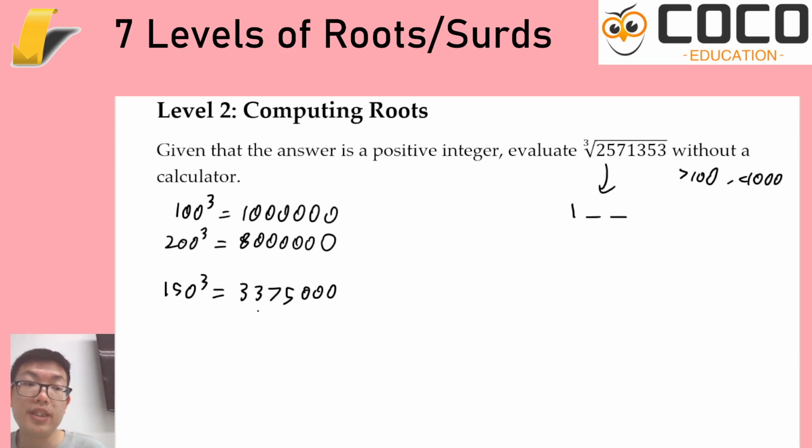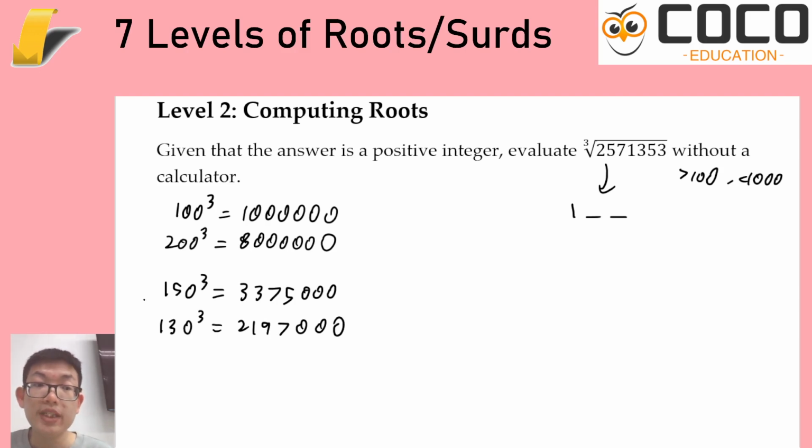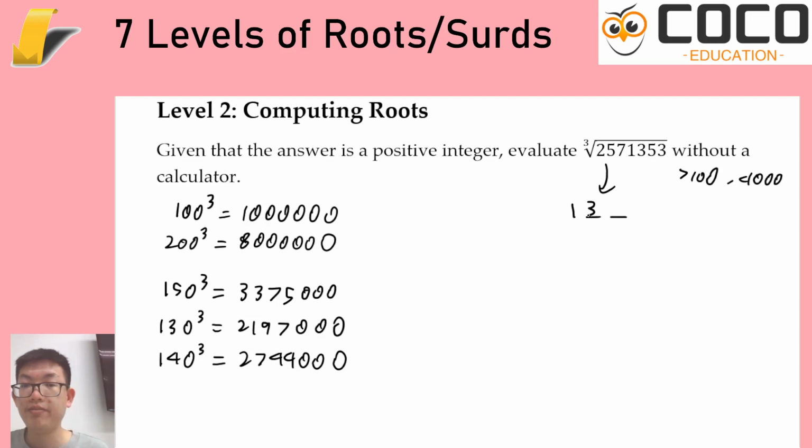And then if, let's say, you went for something in the middle, like 130 cubed, which means you need to calculate 13 cubed, you get 2197 with 3 zeros behind. So it's between 130 and 150. If you went for 140, you get this. So if you knew what 13, 14 and 15 cubed were beforehand, it would not be too hard for you to know that the second digit is a 3.